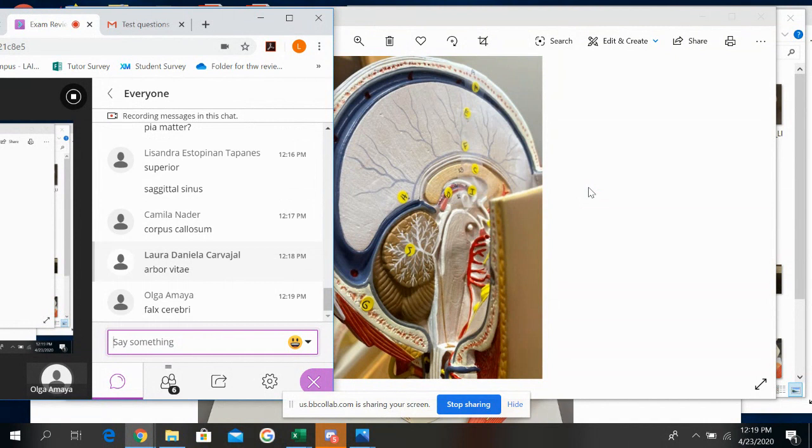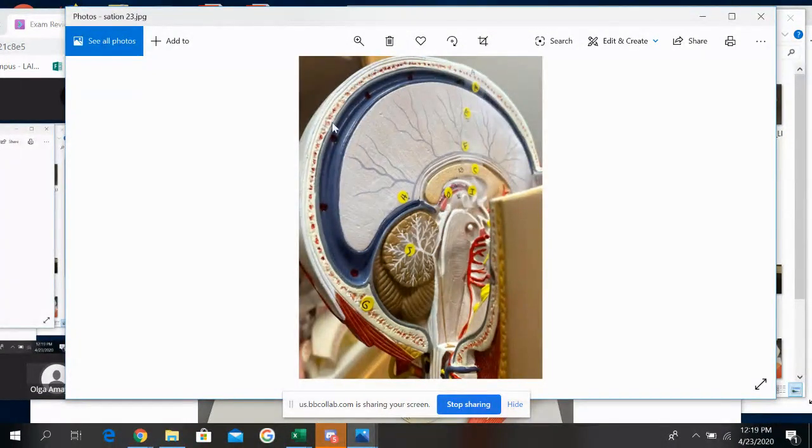Falx cerebri. Okay, yeah, so falx cerebri is the layer of the dura mater that covers the cerebrum. It covers it completely. You can't really see that here, though. The other one that's most important, here you can see tentorium cerebelli. Because here, this is your dura mater. This is the gray thing right here. You see how it folds in and then back out again. So the tentorium cerebelli is the most important one. Falx cerebri is just the layer of the dura mater that covers all of the brain, but in the pictures, you really can't see that one.